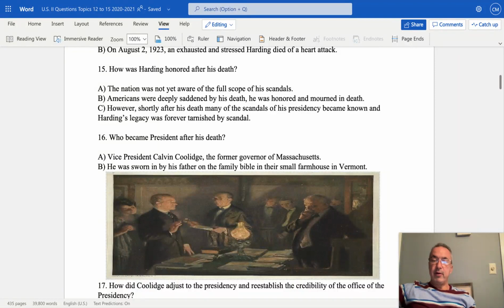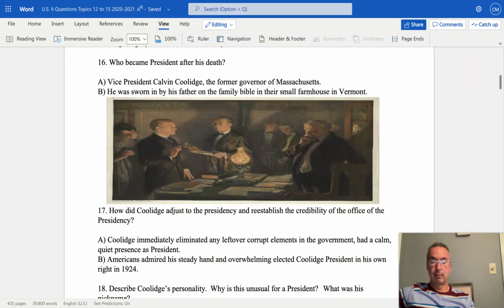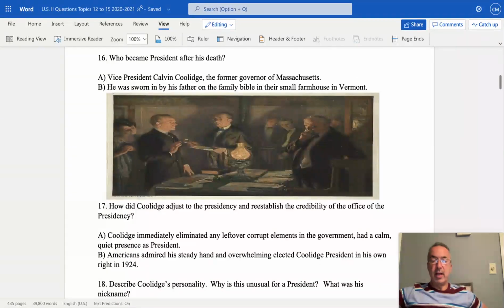Coolidge, of course, the former governor of Massachusetts, was sworn in by his father on the family Bible in their small farmhouse in Vermont. You can see the painting of which is below there. This was very endearing to the American public when they heard of the story. Coolidge immediately did like a 180, eliminating any leftover corrupt elements in the government, and had a very calm, quiet presence about him. He was very much admired by Americans who admired his steady hand, and overwhelmingly elected Coolidge on his own in 1924.